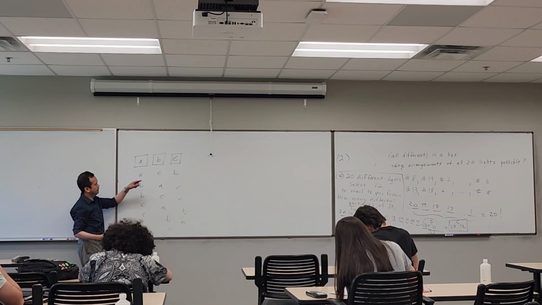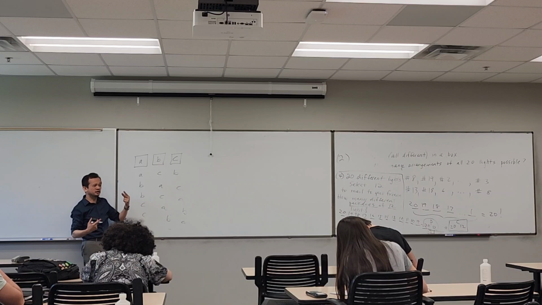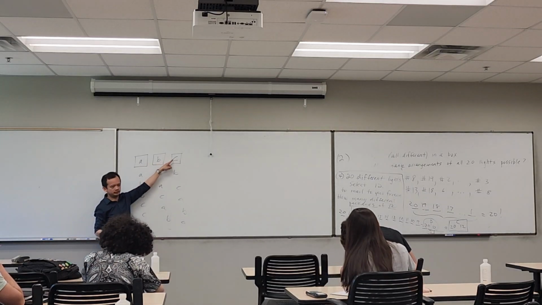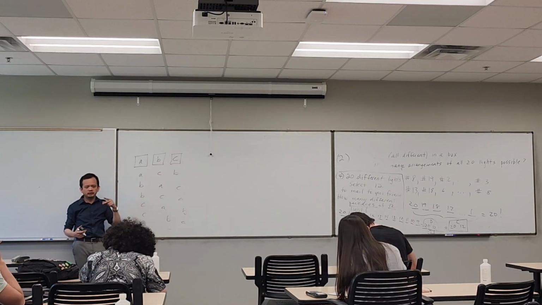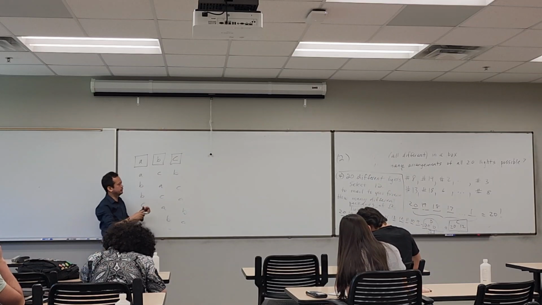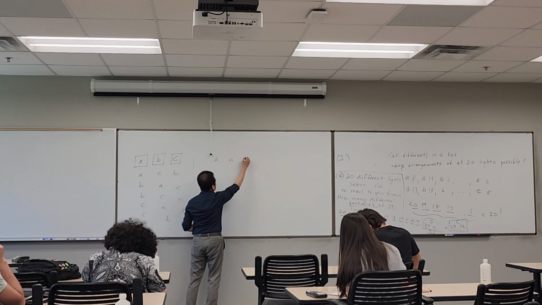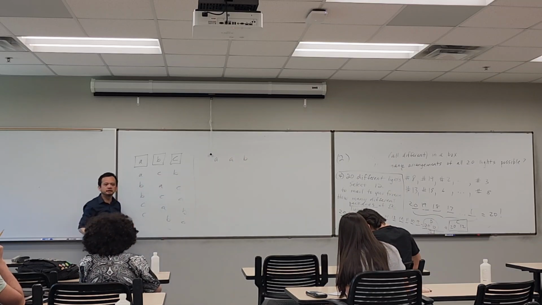Okay, good. So we have 3 letters, all the different arrangements are 6. But this is only if all the letters are different. But what happens if one of the letters repeats? Let's say you have 2 A's and a B. So the question is, are there still 6 different arrangements?